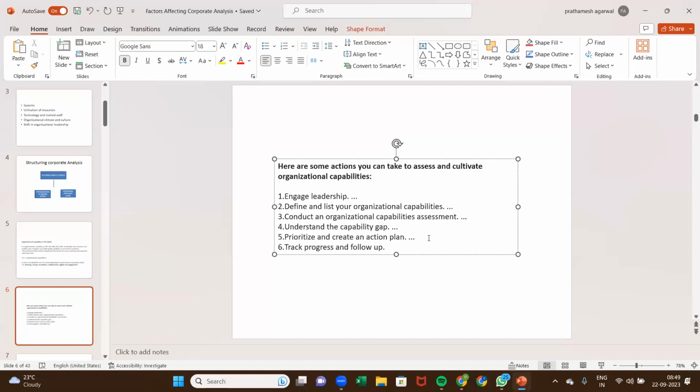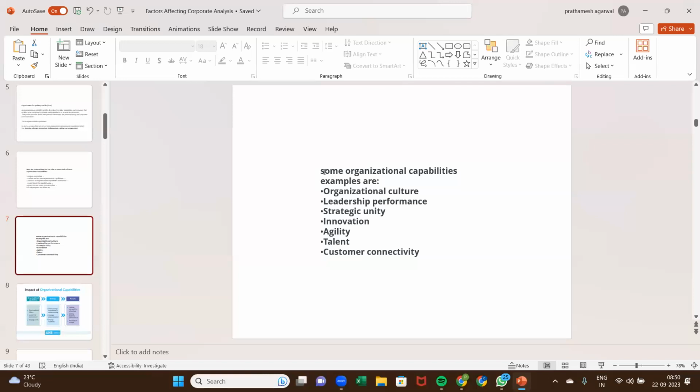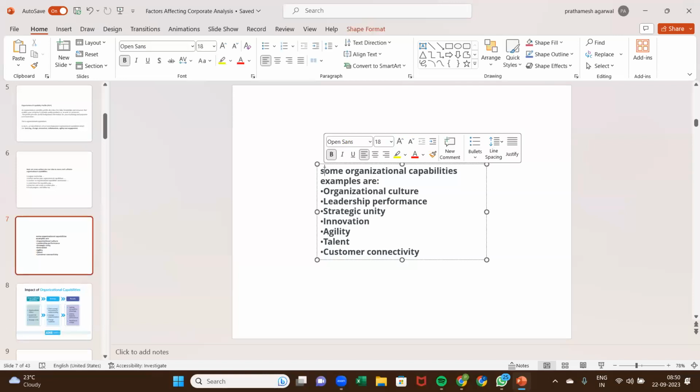Prioritize and create an action plan. If these are our developing areas, we need to work on those. How are we going to work? How are we going to improve? Thirdly, track progress and follow up. Whatever measures we are taking for this gap analysis, whatever steps we are taking in the action plan, are they really working? So we need to evaluate that performance.